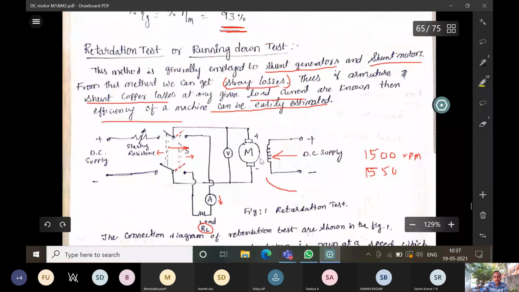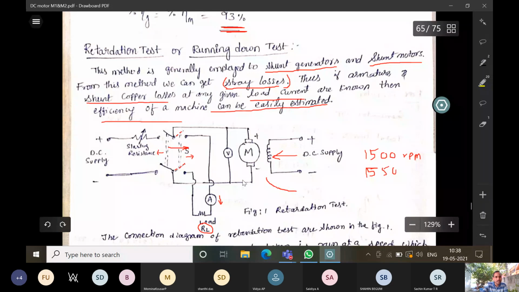Retardation test means it is a negative acceleration test. The circuit is like this. A DC shunt motor is connected across the DC supply through a two-pole switch, and a separate excitation is given for the shunt field winding. In another circuit, we have a resistance load that is connected in series with the ammeter. With the two-pole switch, either you can connect towards the DC supply or towards the load. So this arrangement is to be done for this retardation test.